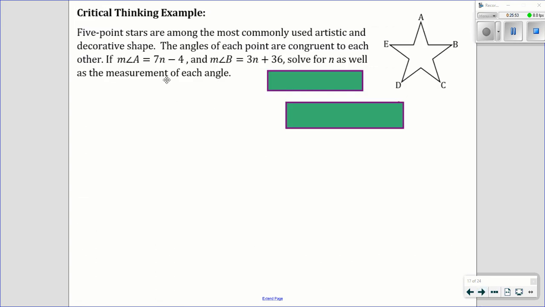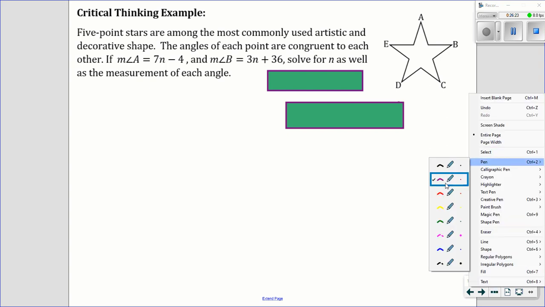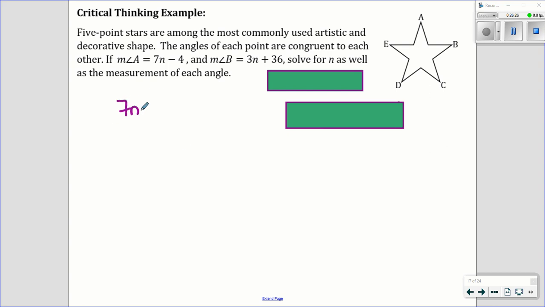Alright, so now it says this is a critical thinking example. Talking about 5-point stars are among the most commonly used artistic and decorative shapes. The angles of each point are congruent to each other. So if angle A is 7n minus 4 and angle B is 3n plus 36, solve for n as well as the measurement of each angle. So that means these two are congruent. If A and B and C and D are all congruent, that means they're equal to each other. So then you could set it up as 7n. So angle A is congruent. Remember that symbol? So then that means that they are equal to each other.